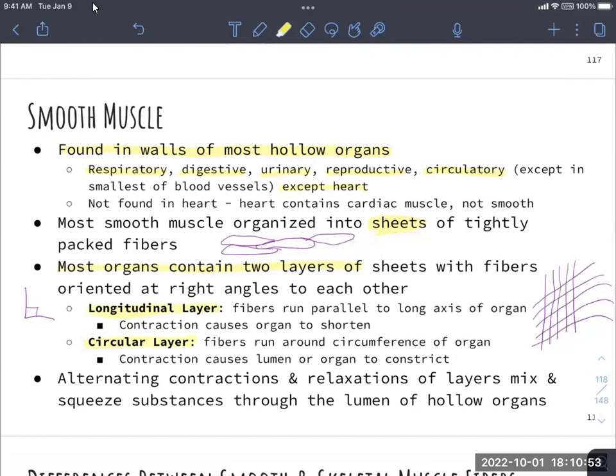Because of the different layers going different directions, they can alternate their contractions and relaxations, because that's what helps move things along. That helps mix things up in your stomach, per se. That's what helps move things along in your intestines.